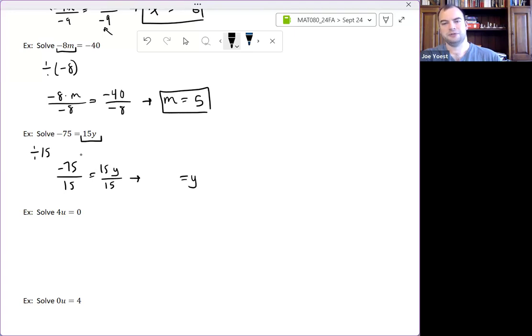On the right side, I'm just left with y. On the left side, what do I have? Well, I have the quotient of two integers. They have different signs. My sign rule for quotients says the answer is going to be negative, and 75 divided by 15 is 5.